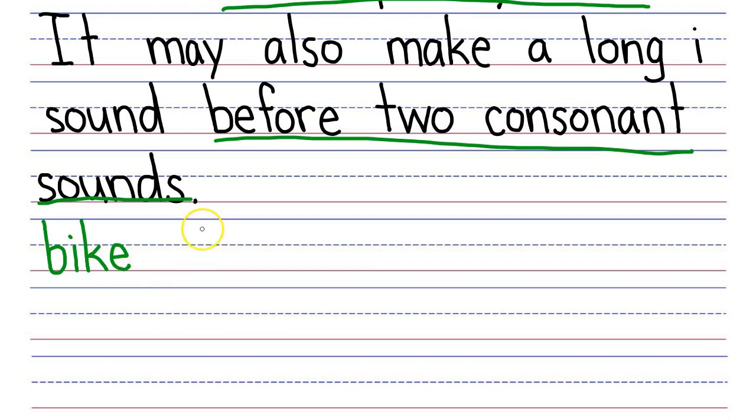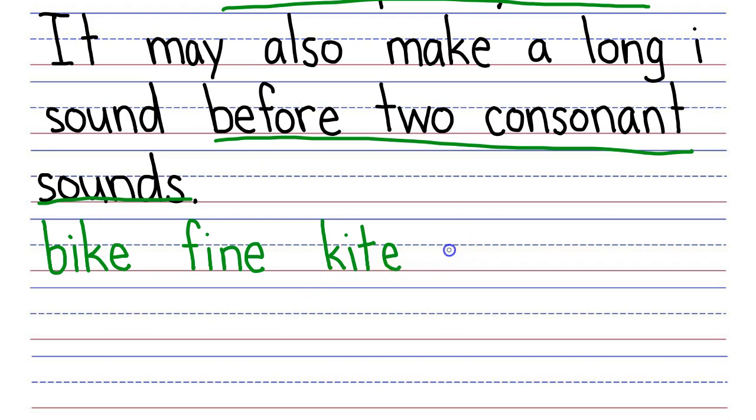The next word like this is fine. Here we have an F that says f, an I that says I, an N that says n, and the silent final E. That's telling us that this says long I. F, I, n. Fine. Next word, kite. Here we have a K that says k, an I that says I, a T that says t, and a silent final E that does not make a sound. Instead, it tells us that this is making a long I sound. K, I, t, kite.